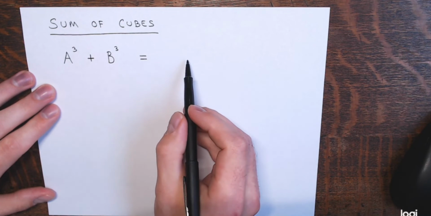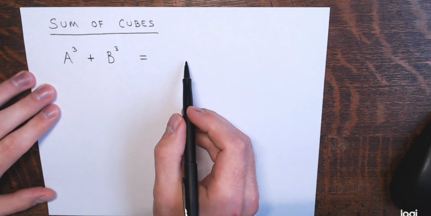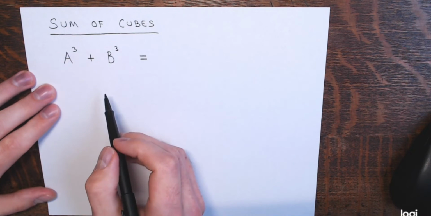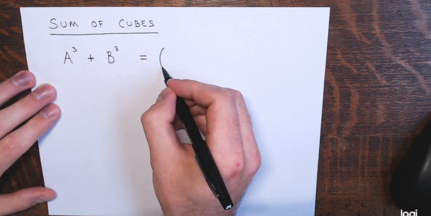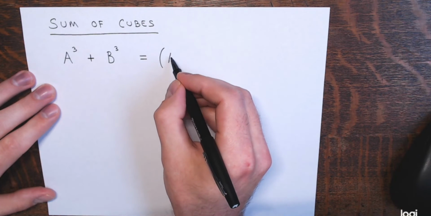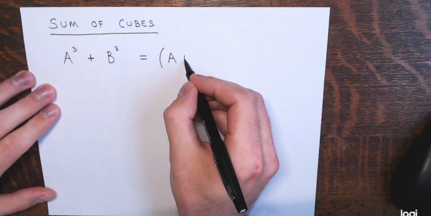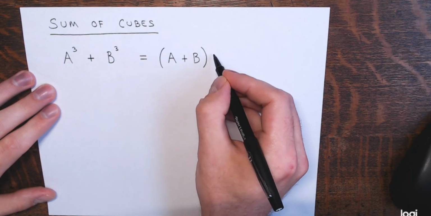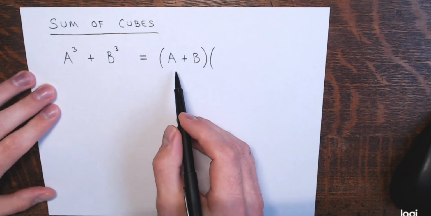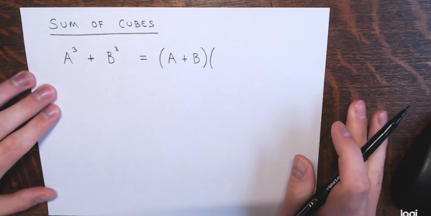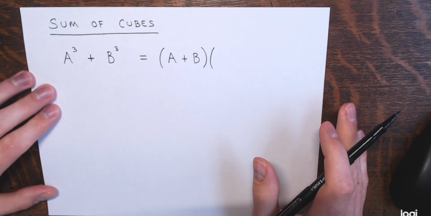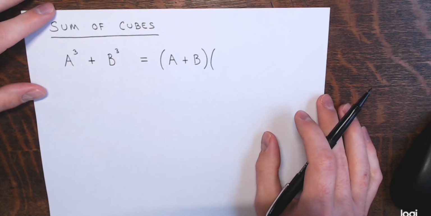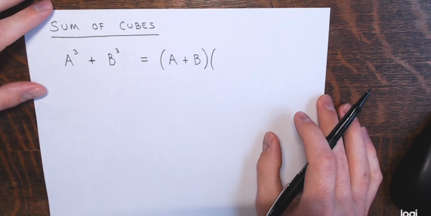The first factor is simple. The first factor you write, just get rid of the cubes. Right, so the first factor is just going to be a plus b times, and then the second factor is going to be a trinomial, right, something with 3 terms. And it's actually going to be a quadratic, a degree 2 trinomial.